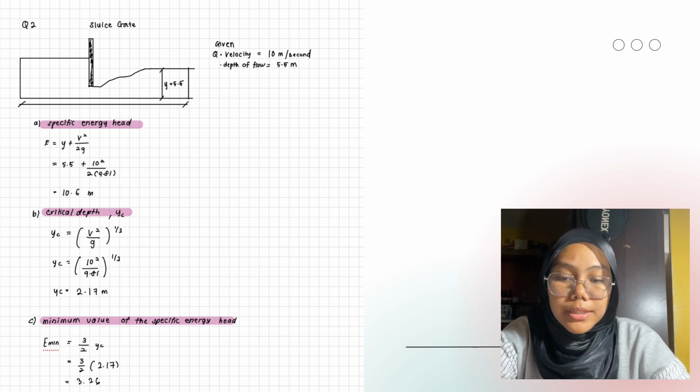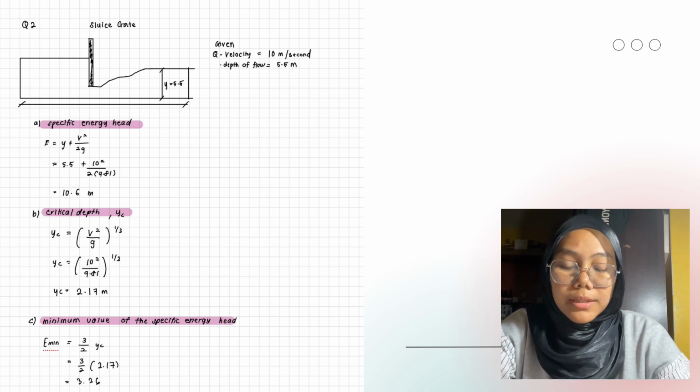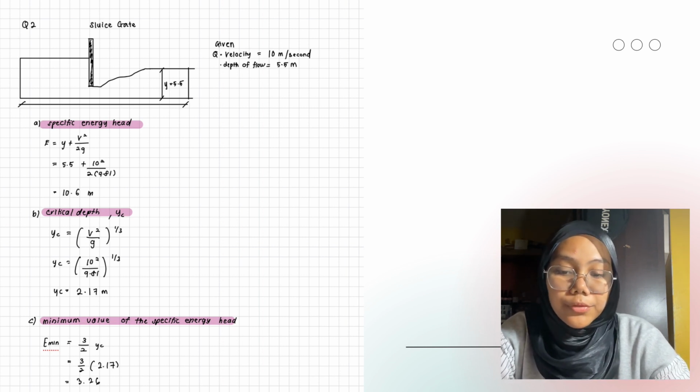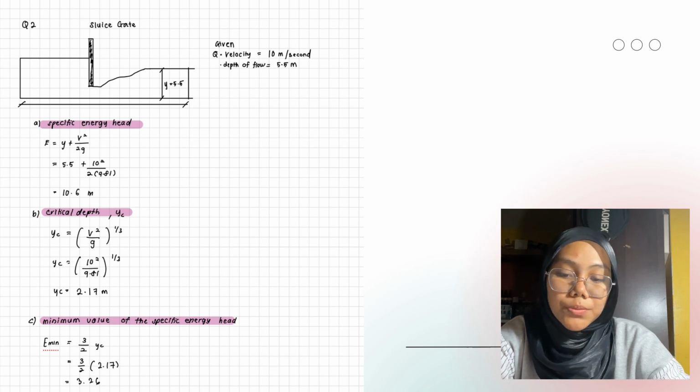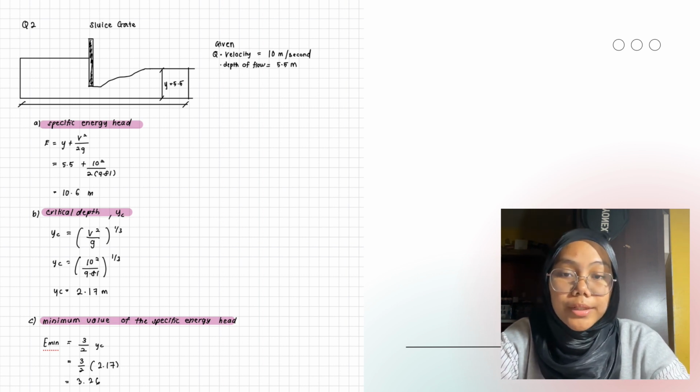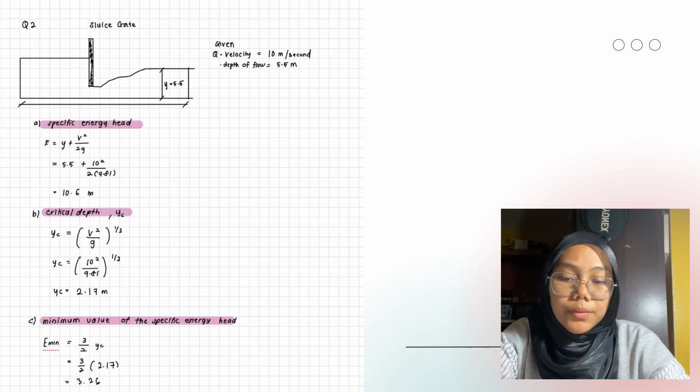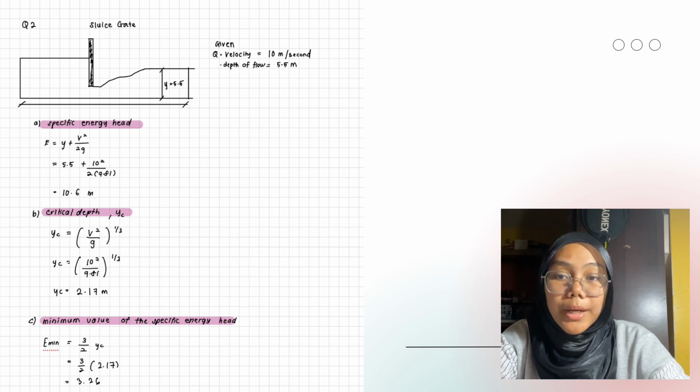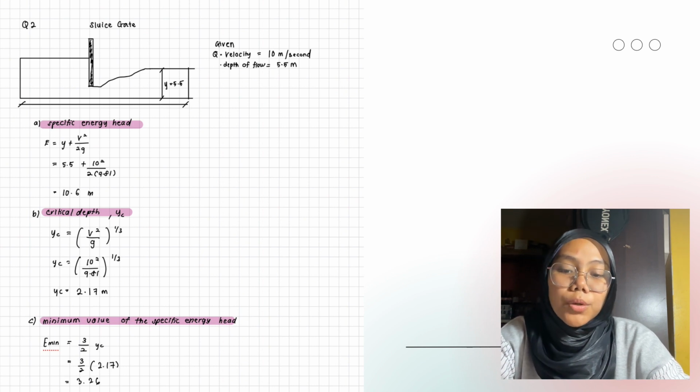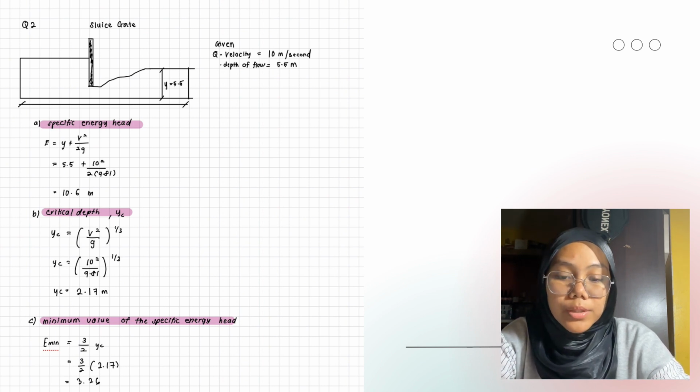So, untuk kira specific energy head, E sama dengan Y tambah V2 bahagi 2G. So, Y kita 5.5, V kita 10. So, 5.5 tambah 10 kuasa 2 bahagikan dengan 2 darab 9.81. So, jawapan dia 10.6 meter. Seterusnya, to find the critical depth, YC. Untuk cari YC, kita akan guna formula V2 bahagi G kuasa 1/3. So, YC 10 kuasa 2 bahagi dengan 9.81 kuasa 1/3. So, jawapan dia kat sini 2.17.